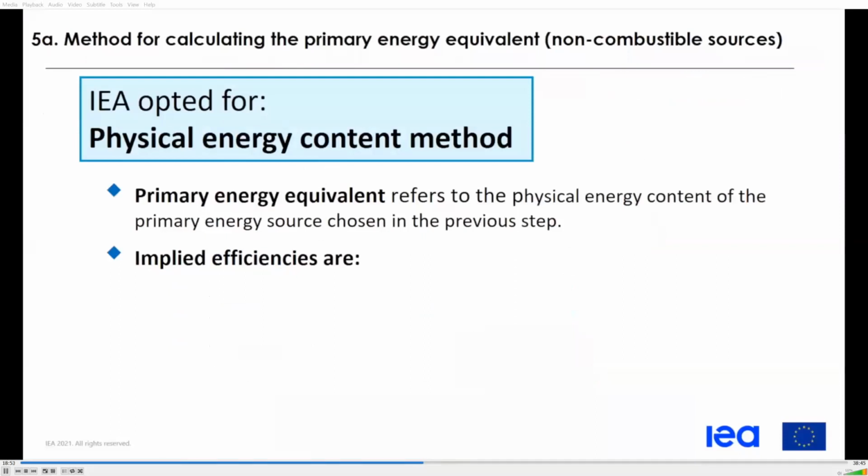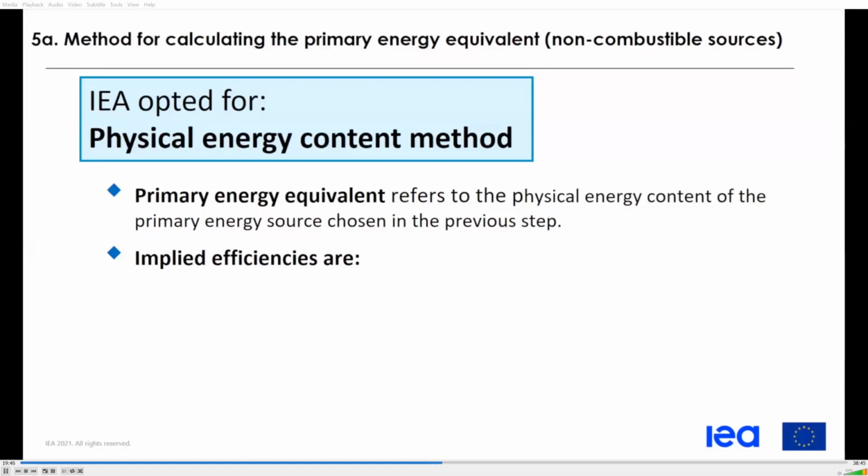We have now identified the form of the energy input, but now we need to quantify it. There are essentially two methods that can be used to calculate the primary energy equivalent of these energy sources: the partial substitution method, which at the IEA we do not use anymore, and the physical energy content method. The physical energy content method uses the physical energy content of the primary energy source as the primary energy equivalent. As a consequence, there is an obvious link between the principles adopted in defining the primary energy forms of energy sources and the primary energy equivalent of these sources.